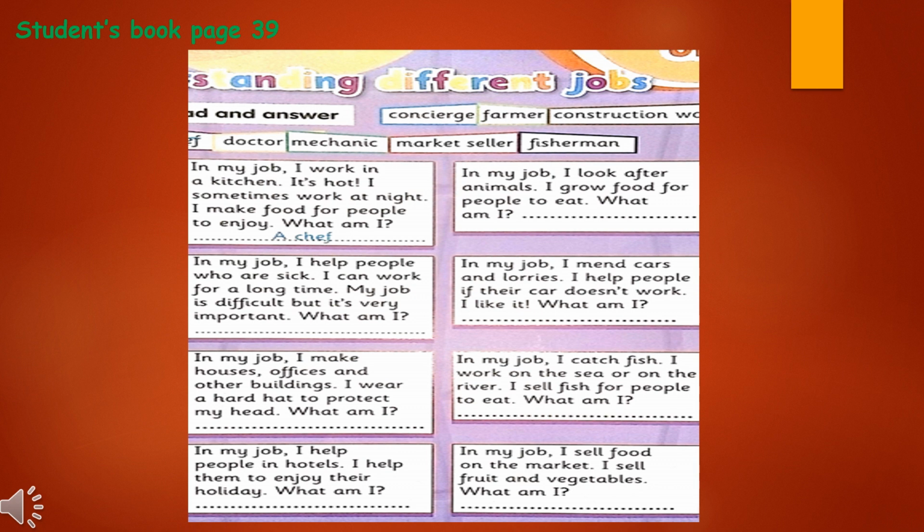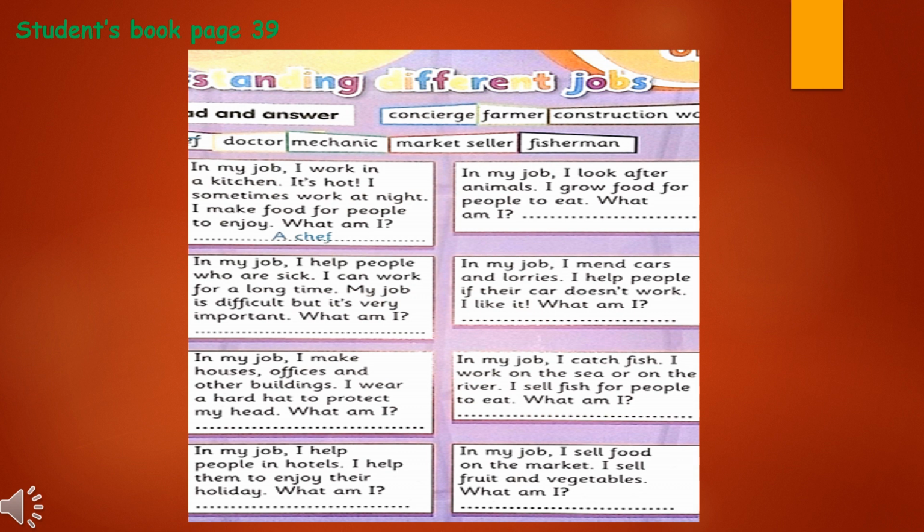Next box. In my job, I make houses, offices, and other buildings. I wear a hard hat to protect my head. Like a helmet, something like a helmet, but it's not a helmet. It's a hard hat. What am I? Yes, excellent. A construction worker. He builds houses and offices and other buildings.